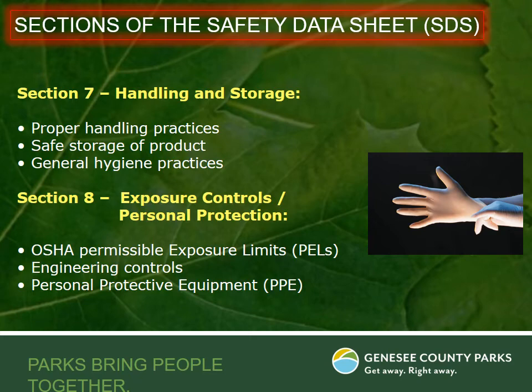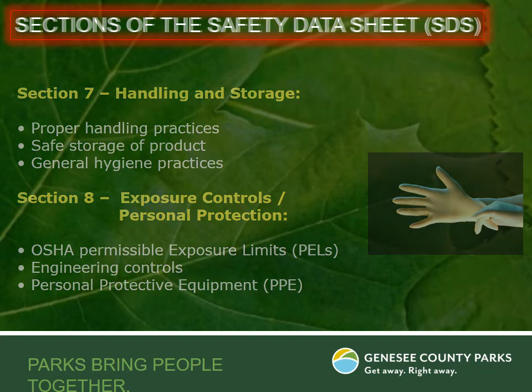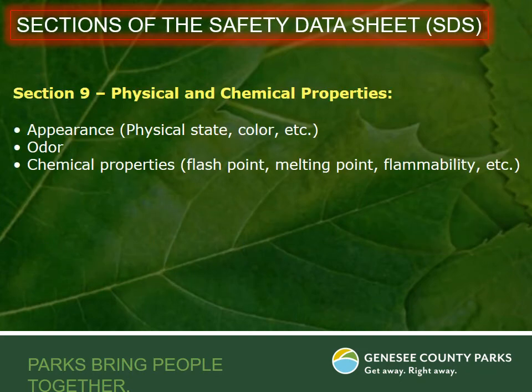Section 8 is again a section that is specifically of interest to employees on a daily basis because this section provides for what personal protective equipment is required to work with the product. Section 9, the physical and chemical properties, which can be useful to employees to properly identify the chemical, including the smell of the chemical, whether it's a liquid, gas, or solid, and what its flash point is and whether it's flammable or not.